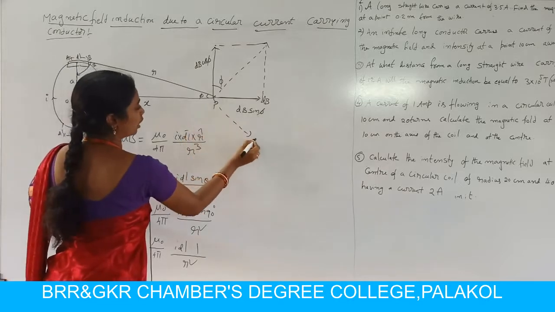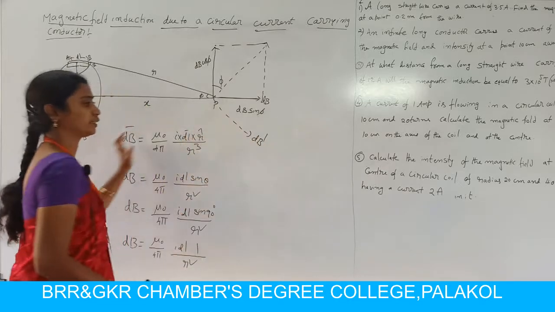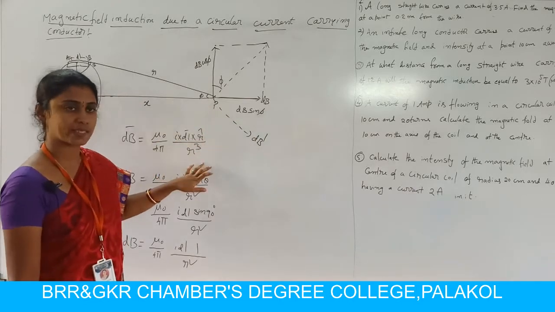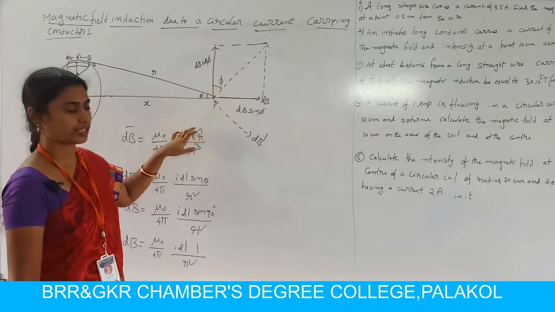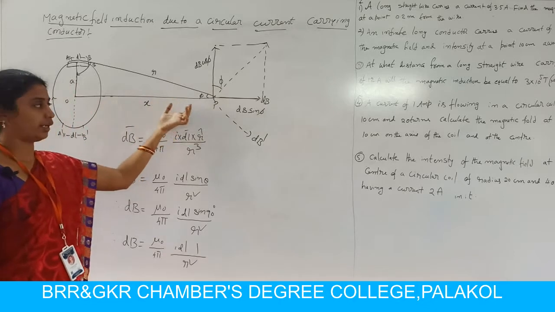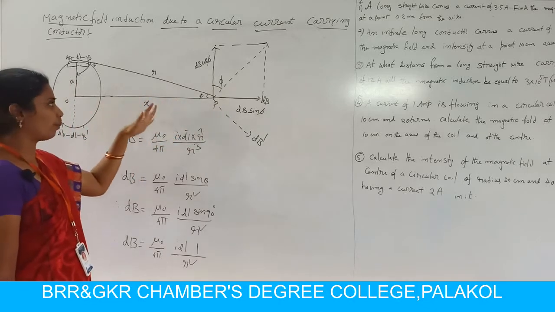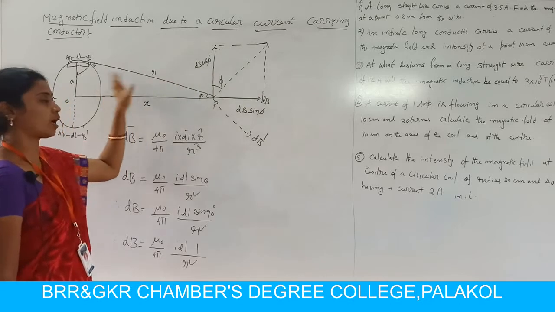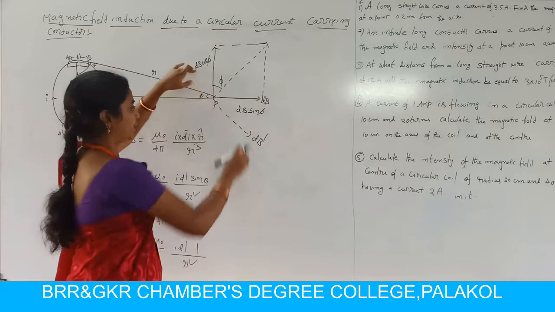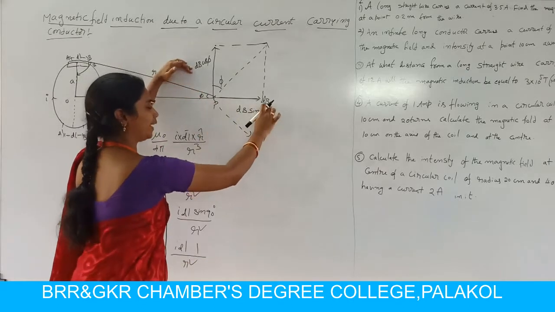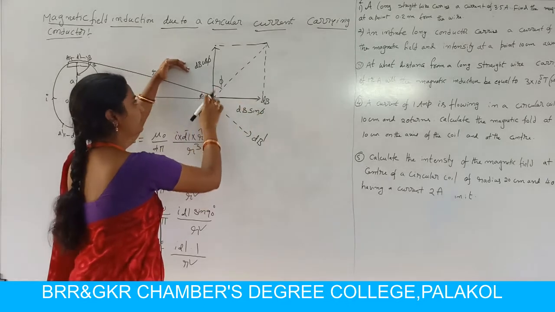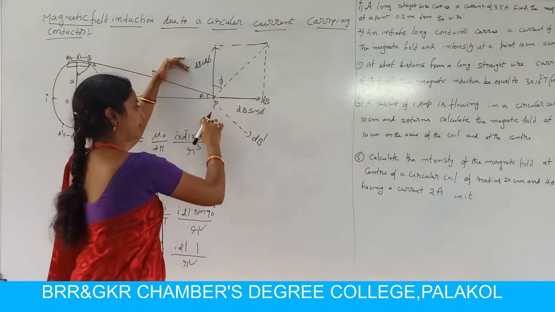Here it is also resolved into two components, one along the axis, dB sin phi, and another perpendicular to the axis, dB cos phi. The components along the axis add up, while the components perpendicular to the axis cancel each other. Automatically, the components parallel to the axis are added. The dB sin phi components are along the axis, and the dB cos phi components perpendicular to the axis cancel.